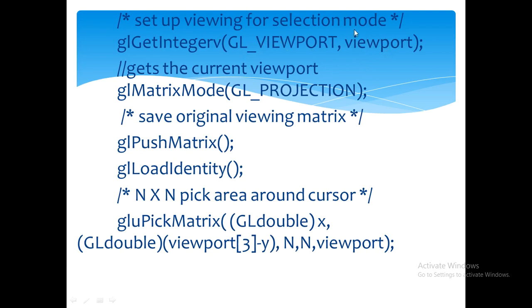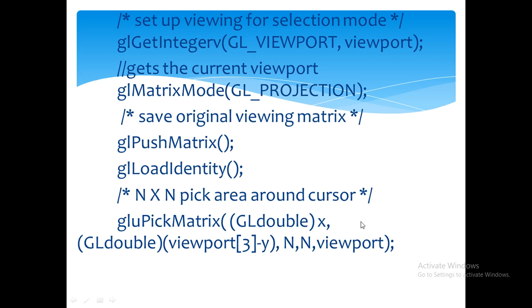It gets the current viewport, that is GL matrix, GL model, GL projection. Then save the original viewing matrix, whatever you were originally viewing, the entire monitor, save that original with a push matrix. Then load identity, right? Then set an n cross n pick area around the cursor.